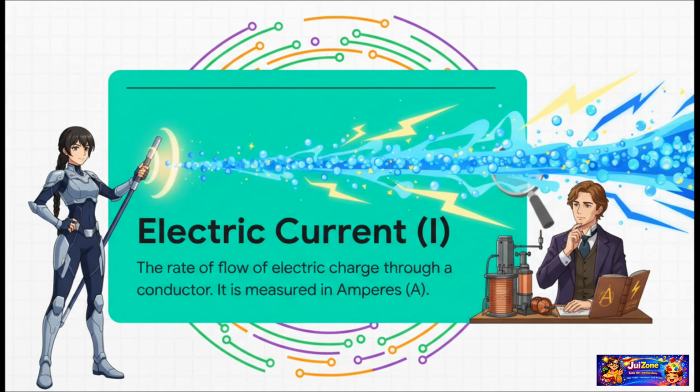Now, if you want to get technical, electric current, which we represent with the letter I, is the rate of that flow. It's how much charge is flowing past a certain point every second. We measure it in a unit called amperes, or just amps for short. So the more amps you have, the bigger that river of charge is.